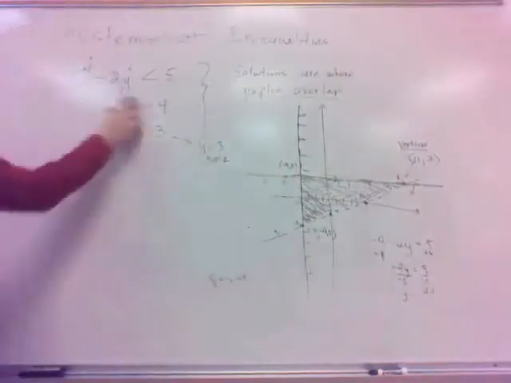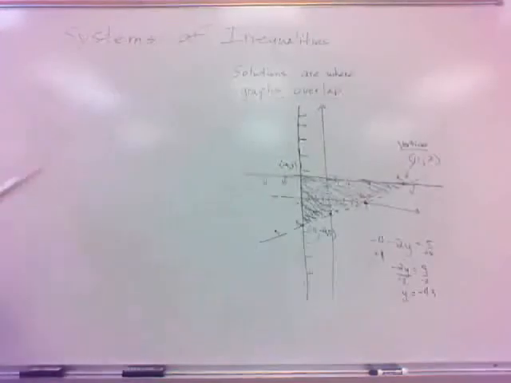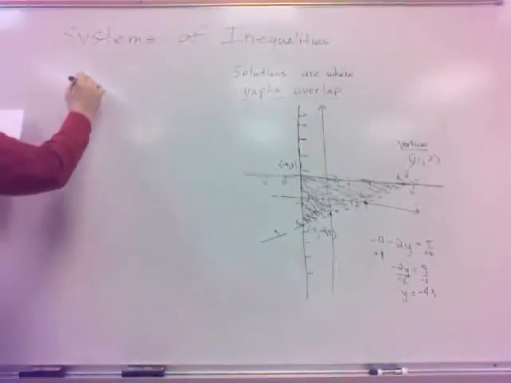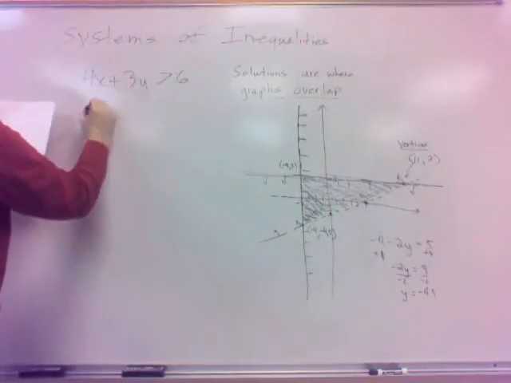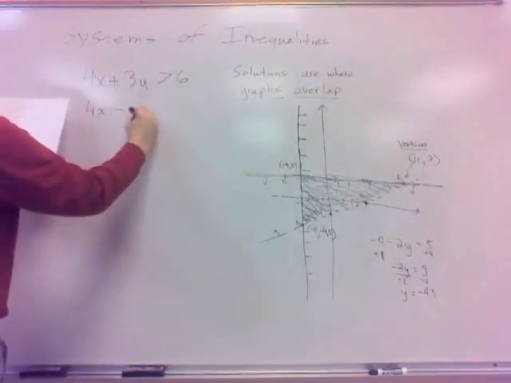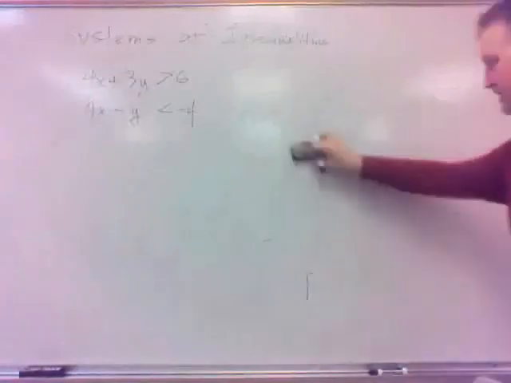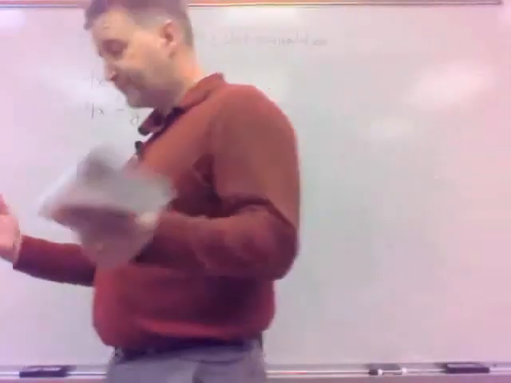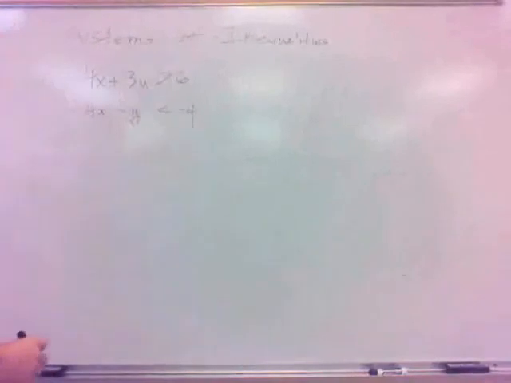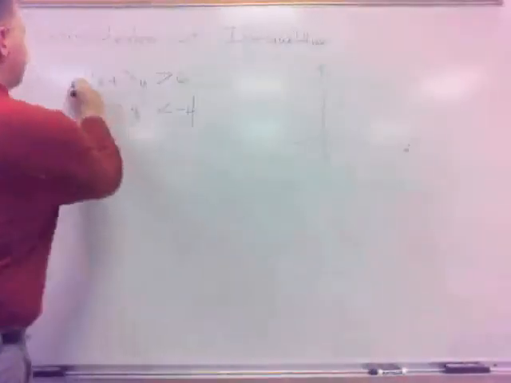All right. So how about this one? 4x plus 3y greater than 6. 4x minus y less than -4. This one just has two lines. Again, however you want to graph those, I think I'll change gears here. Let me talk about this one.